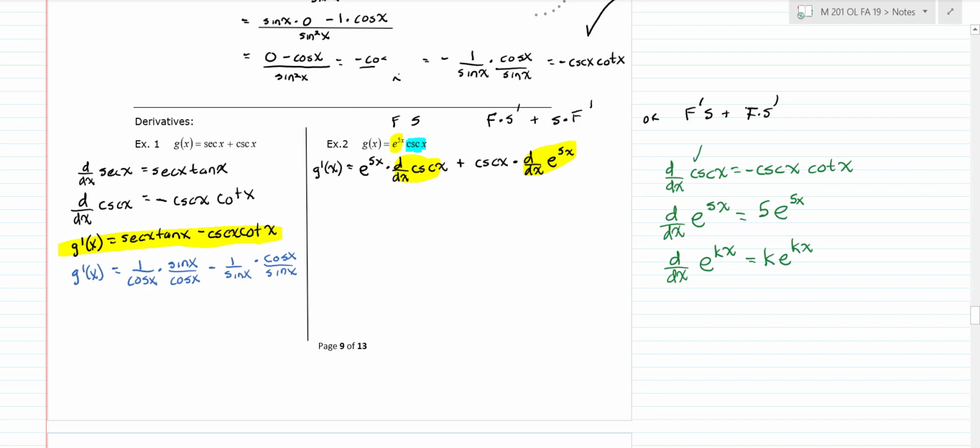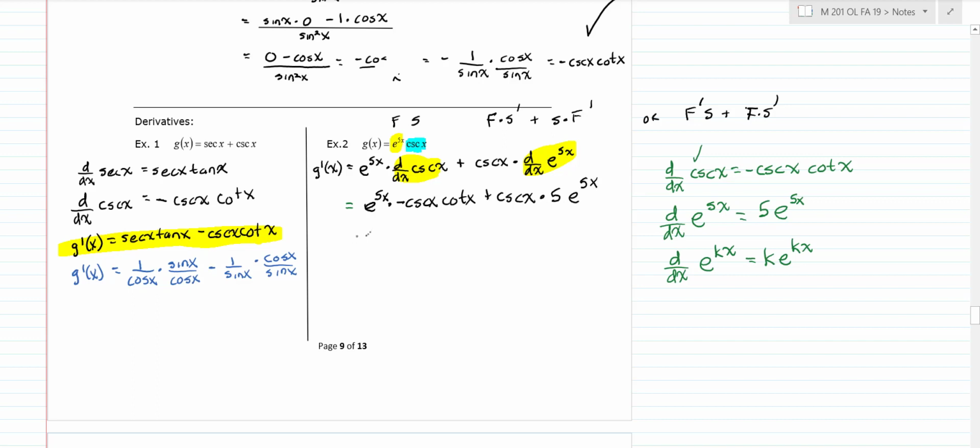Okay, so now this goes like this. We're going to have e to the 5x comes down. The derivative of cosecant is negative cosecant x cotangent x. And then we have cosecant x here. And then the derivative of e to the 5x is 5e to the 5x.